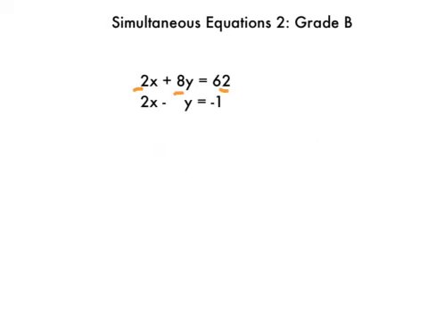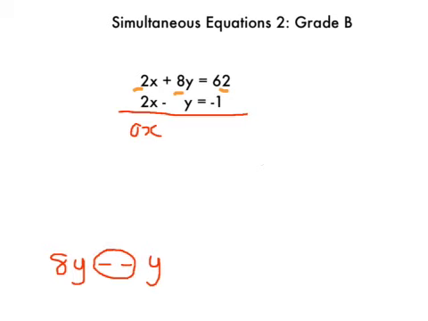Remove all of this. So, if I do 2x take away 2x, that leaves you with 0 lots of x. 8y take away negative y. Now if I show you here, 8y take away negative y. You know that when you take away a negative, that means that you add, which is going to give you 9y.